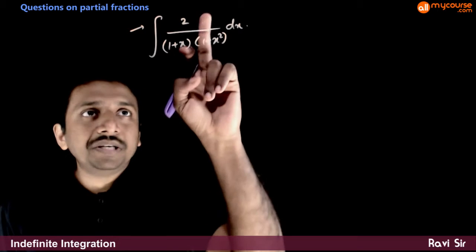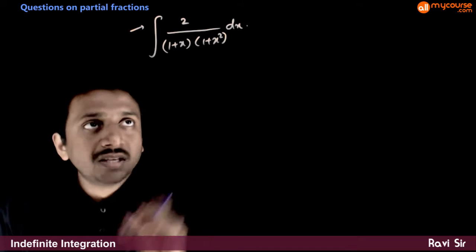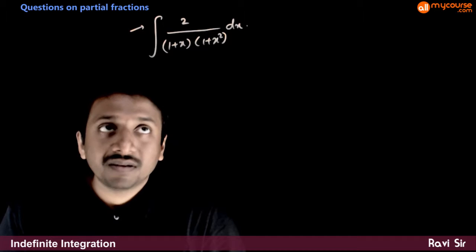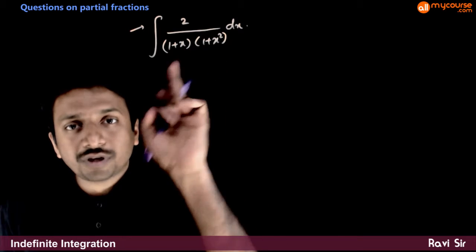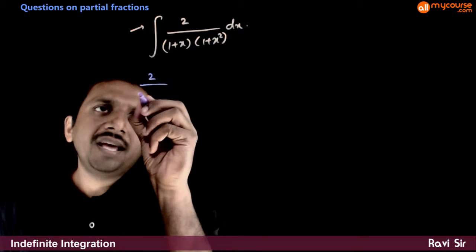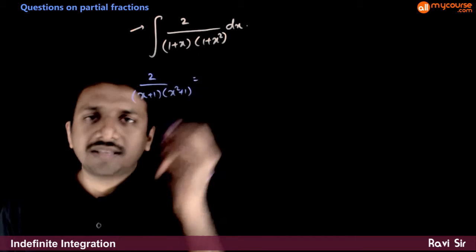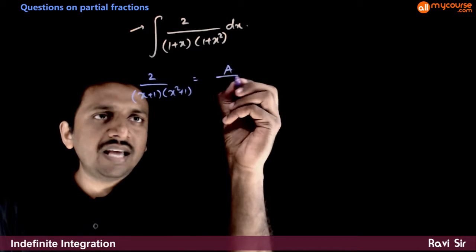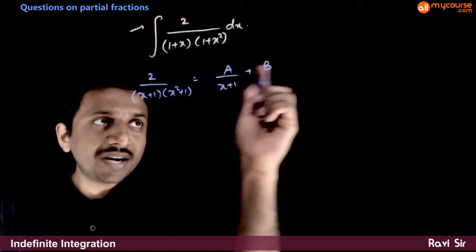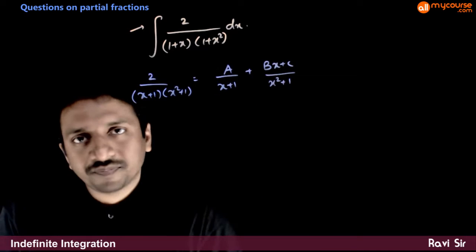In this question, you are asked to integrate 2 by (1 plus x)(1 plus x square). These types of questions can be solved using partial fractions. So first, before solving this question, I'll try to split this into partial fractions. So 2 by (x plus 1)(x square plus 1) is nothing but a by x plus 1 plus, corresponding to this quadratic, you have bx plus c by x square plus 1.